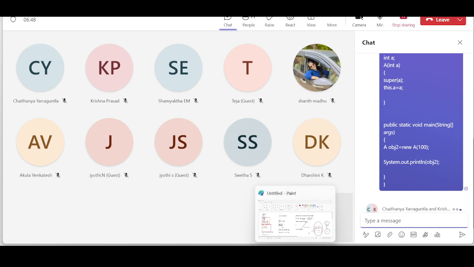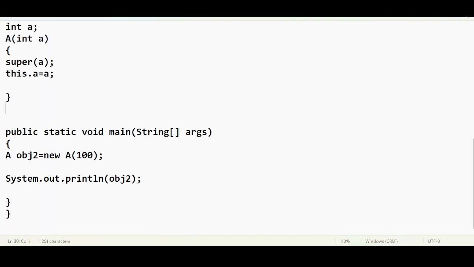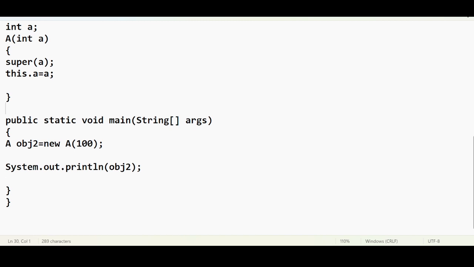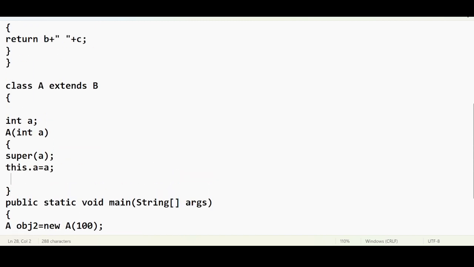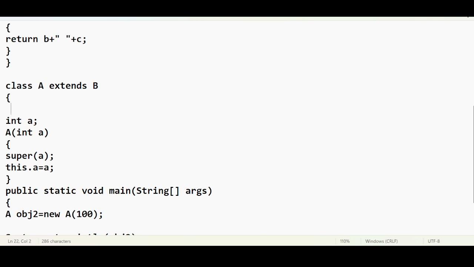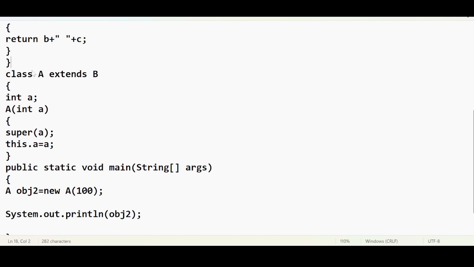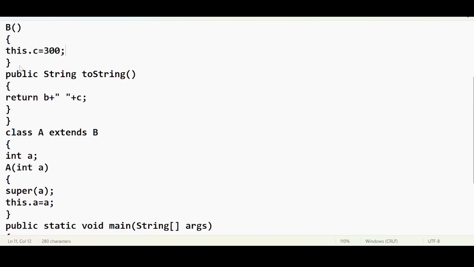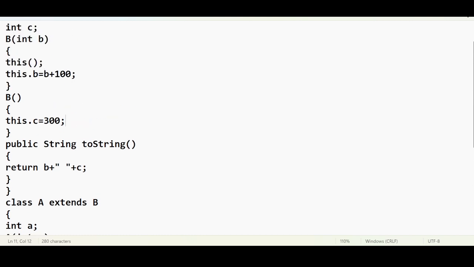So the code has been shared to you. I have just removed the toString method that was placed inside the class A. Now this is the concept of the toString method. Whenever the toString method is removed in the current class, the parent class toString method will be called. In the parent class toString method, the values are going to be B and C. Only B and C values will be displayed in the console.